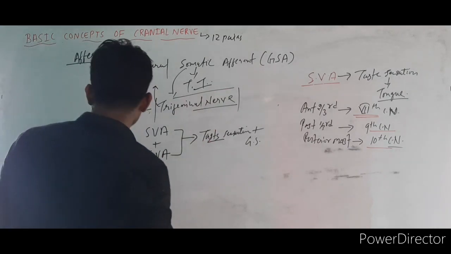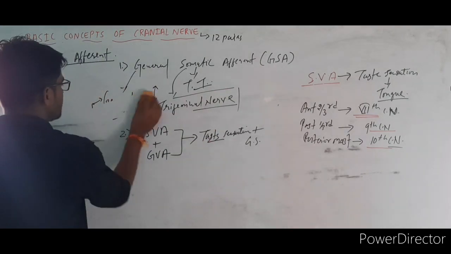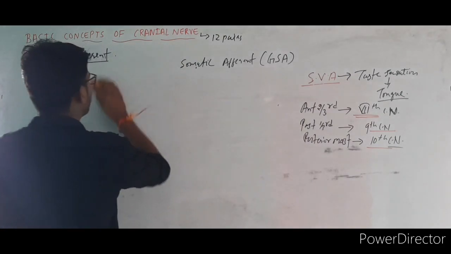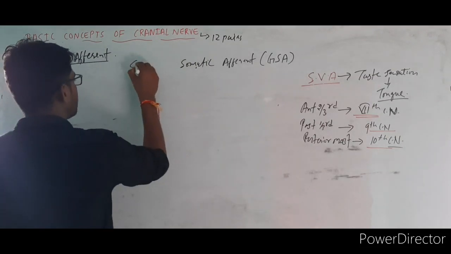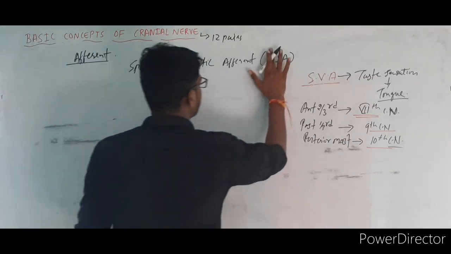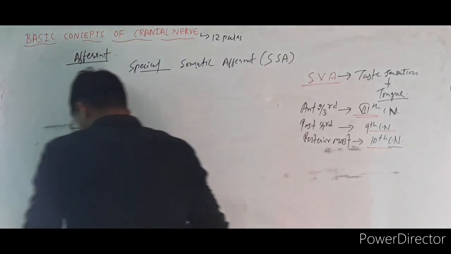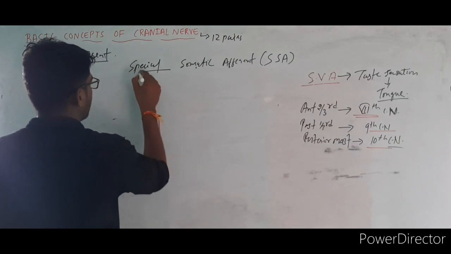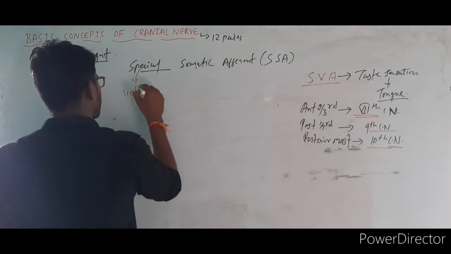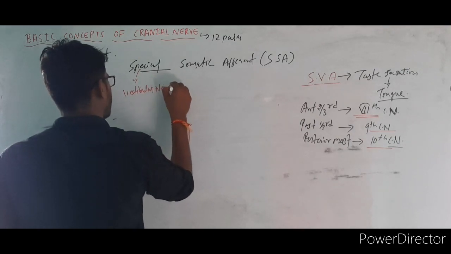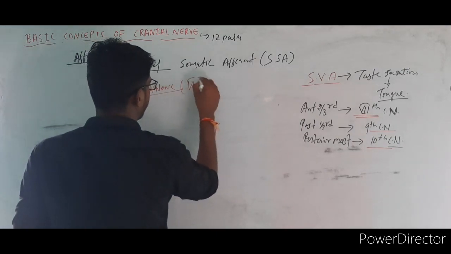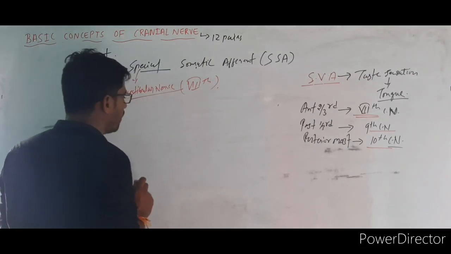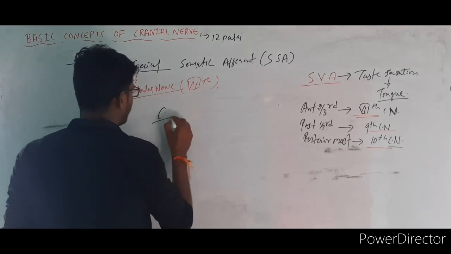Now, one more thing, just for the special somatic. That was the general somatic, and here is the special somatic fibers. This is for the vestibular nerve, which is the 8th cranial nerve. It has one nucleus called the cochlear nucleus. Vestibular and cochlear, you know. So there is a nucleus.